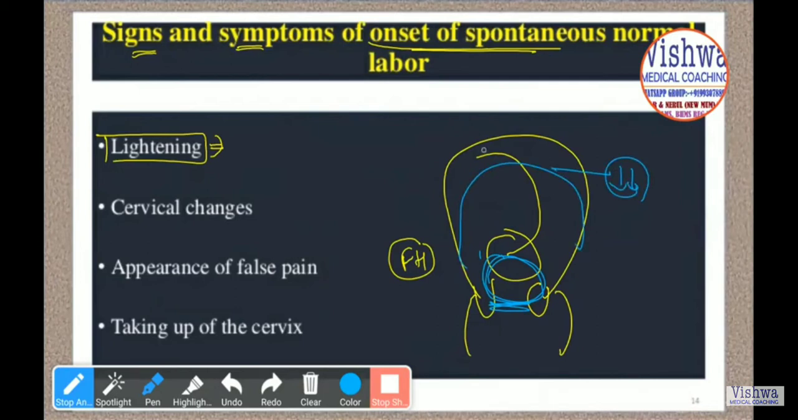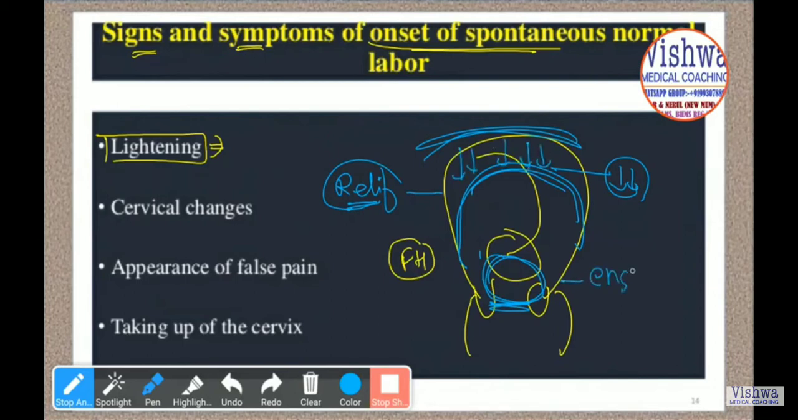Now remember, when the fundal height reduces, that gives relief to the patient, because the fundus was compressing on the diaphragm and the patient had breathing difficulty. So when the fundus comes down because of the engagement of the head, the patient gets relief, and that is what is called lightening. I'm going to discuss this in the next few slides. Lightening comes in the 9th month, or sometimes just before the labor.